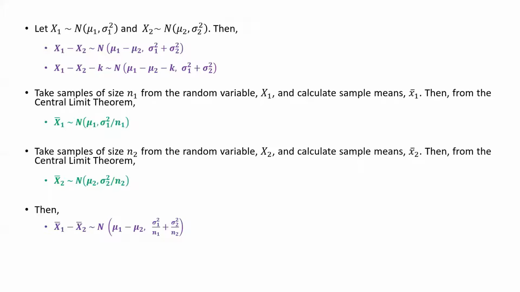Similarly, what should be the distribution of x1 bar minus x2 bar minus k? x1 bar minus x2 bar minus k must also follow a normal distribution with a mean of mu1 minus mu2 minus k and a variance of sigma 1 squared over n1 plus sigma 2 squared over n2.